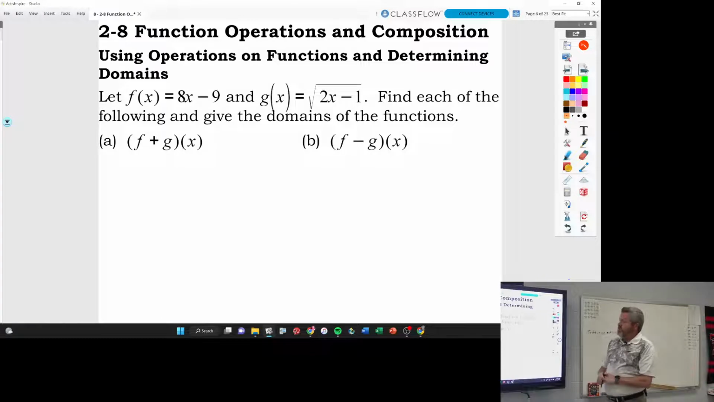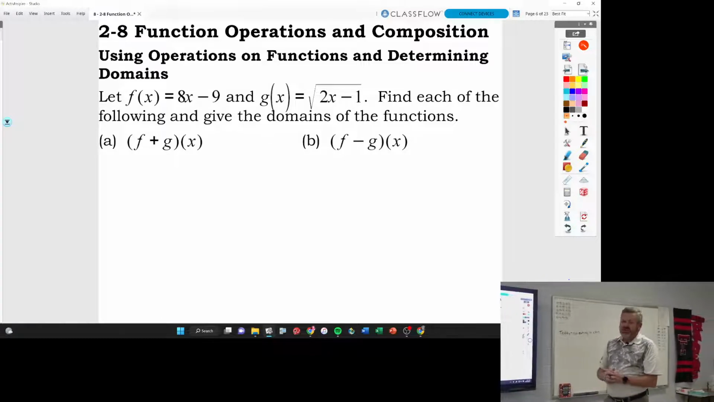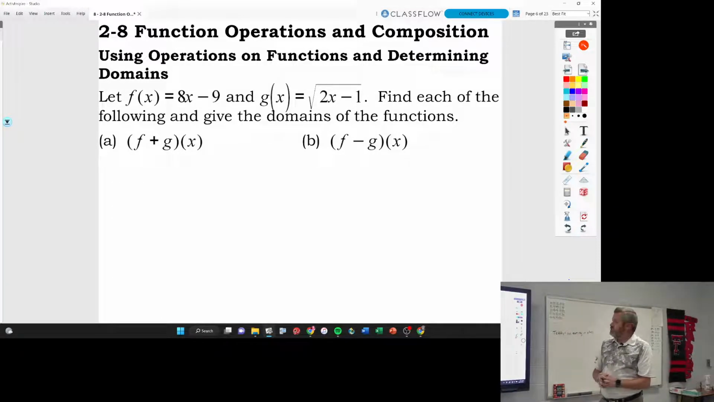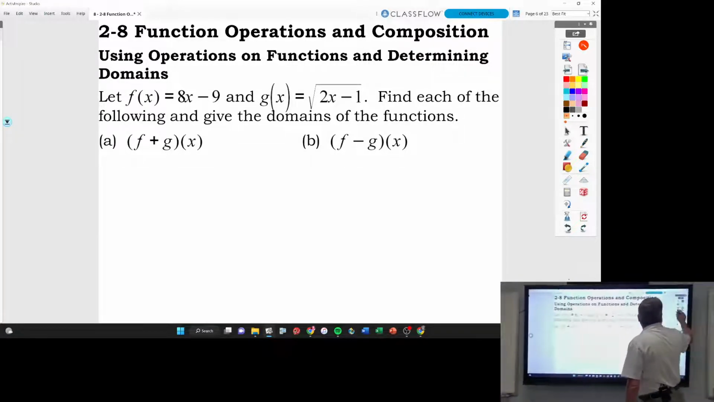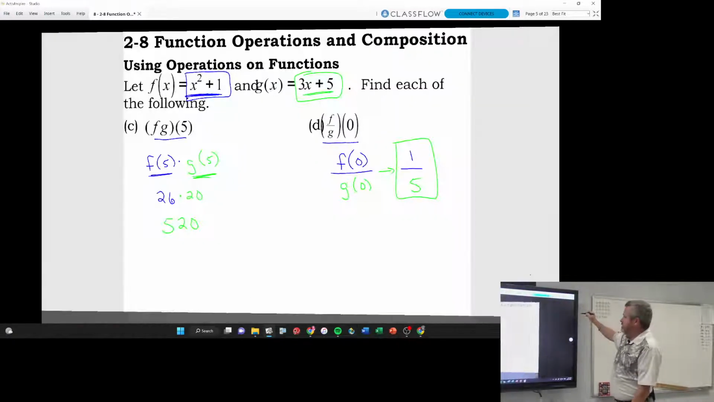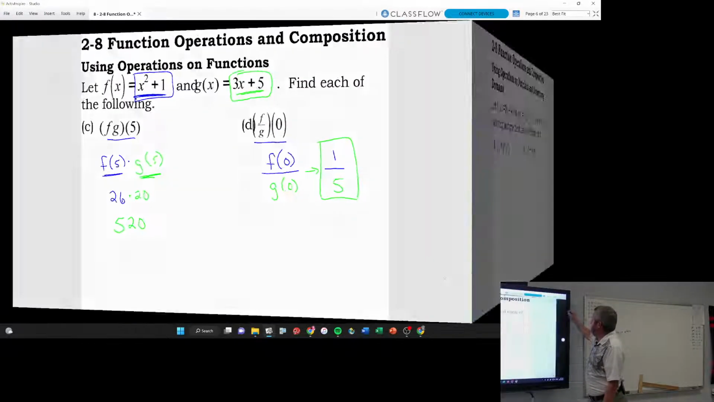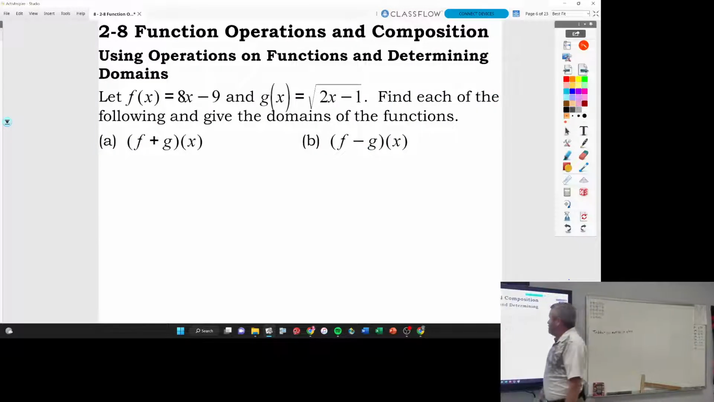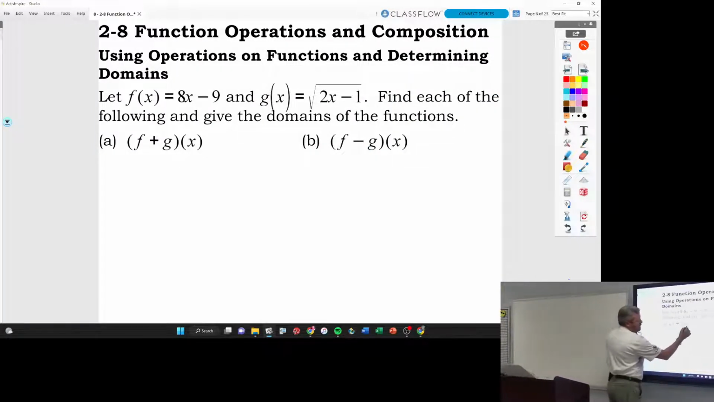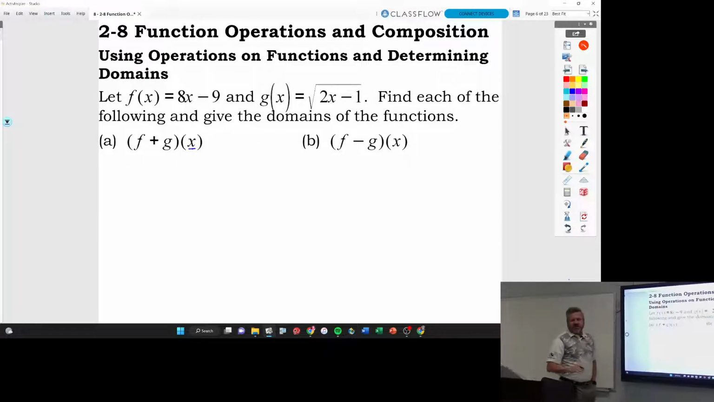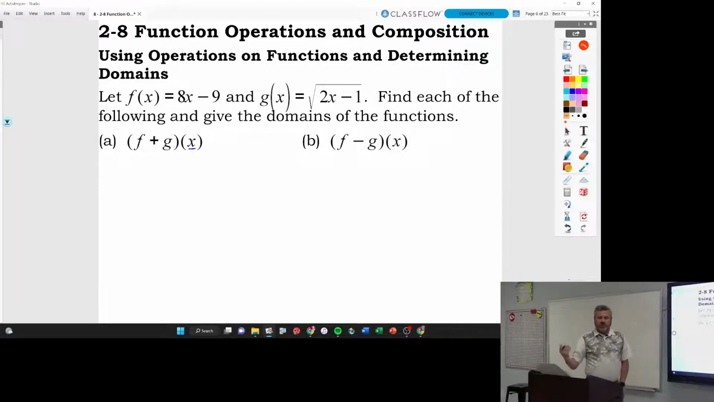Let f of x equal 8x minus 9. G of x is equal to the square root of 2x minus 1. Find each of the following and give the domains. All right. And so the last ones, we weren't looking for the domains. We were just plugging things in. Now we're going to look at the domains. And the reason we're looking for domains here is because we're evaluating a general expression, not a specific value. The last problems we were looking for specific values, so we didn't have to worry about the domain because we knew the numbers we were using.